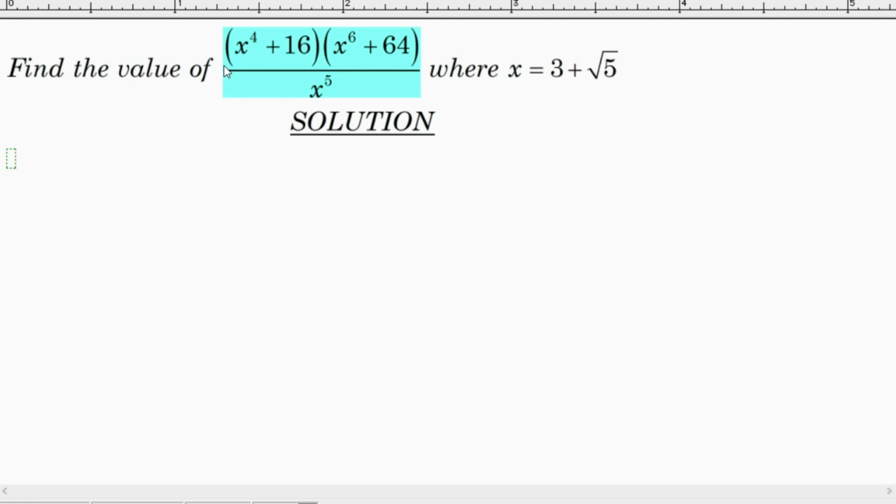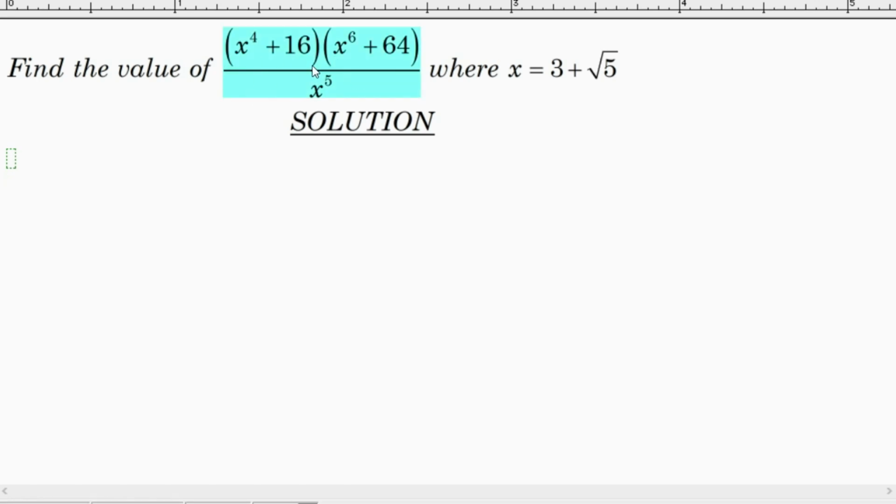Now I'm going to show you a full solution, so please stay with me a little longer to find out how we can solve this question together. As we can see, we have x equal to 3 plus the square root of 5. But the expression has x to the power 4, x to the power 6, and x to the power 5. That means we have a rather high exponent, so we have to simplify this expression to make the exponents lower.